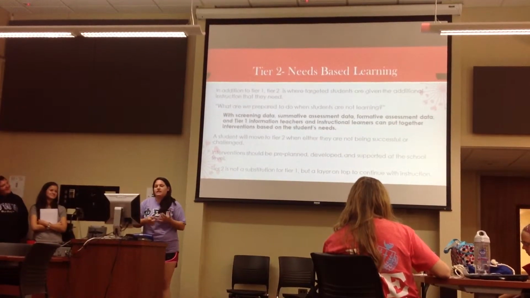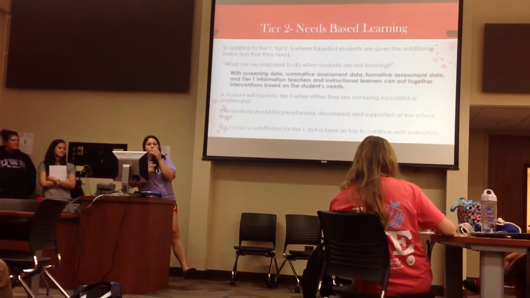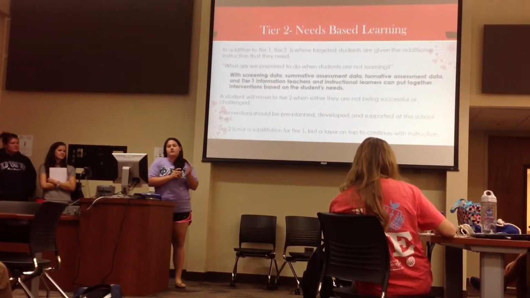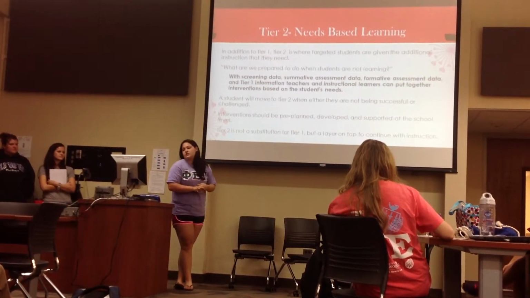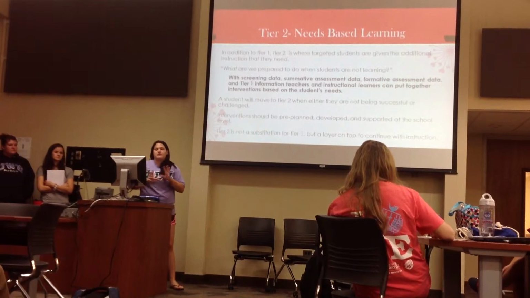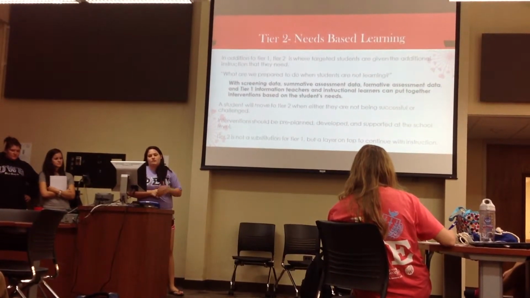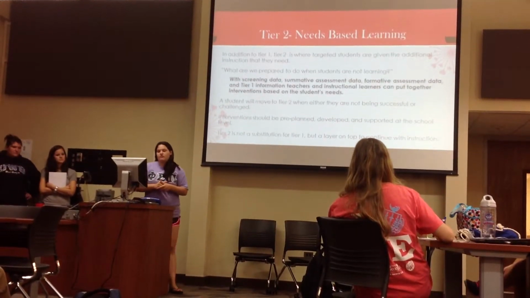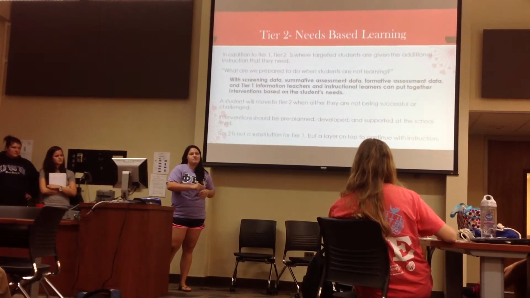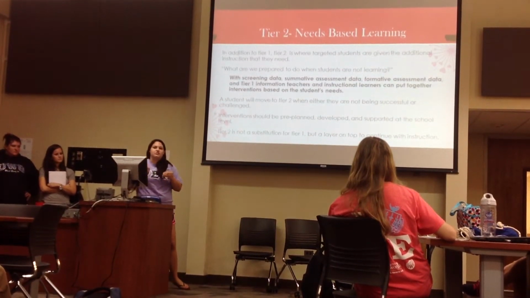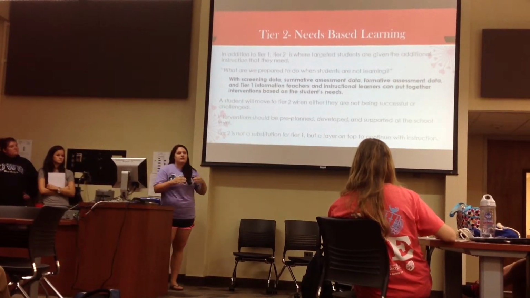With screening data, summative assessment data, formative assessment, and the Tier 1 information, teachers and instructional leaders, which can also be your SST groups, your administrators, your special education teachers, can put together the interventions based on what a student will need. The student will move to Tier 2 when they're either not being successful or not being challenged. Interventions should be pre-planned. Don't just say, oh, today, move to Tier 2. They have to be put together. You're going to talk with your team and see what the child needs. And it's not a substitution, it's just a layer added on.